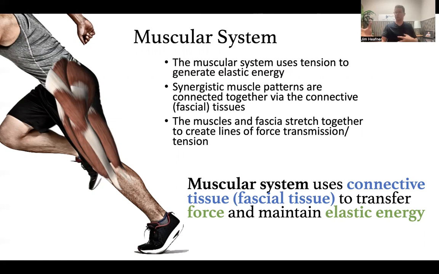And those lines of muscles are connected, you could say fascially, but even more so as the muscle tapers into the tendon. The outer layer of the muscle tendon structure, the epimysium, then has connections up the chain, both neurologically and fascially, to help complete a movement most efficiently. So summarizing that, the muscular system uses the connective tissue to transfer force and maintain elastic energy.